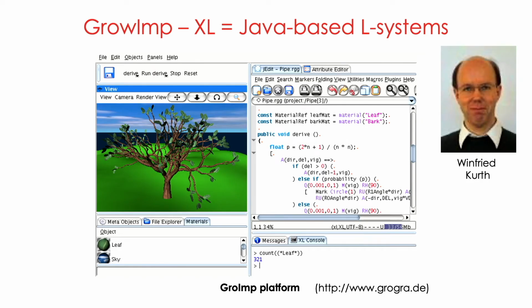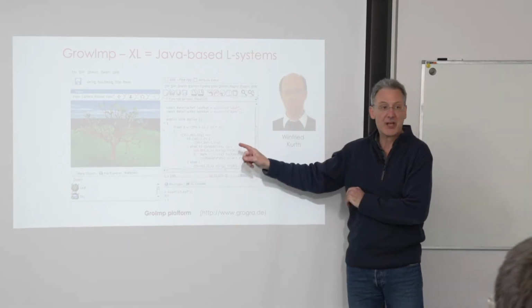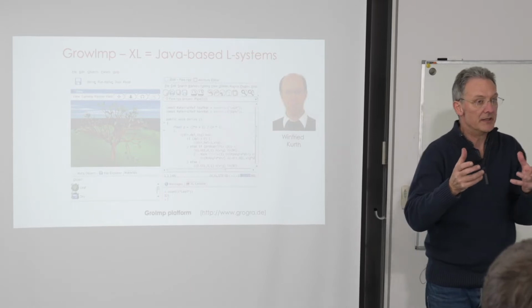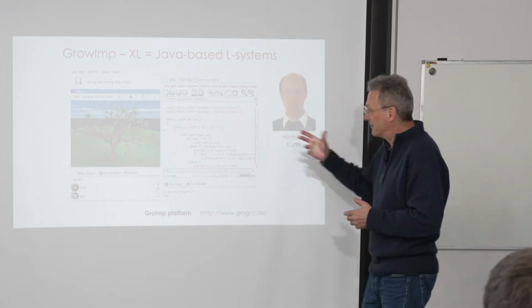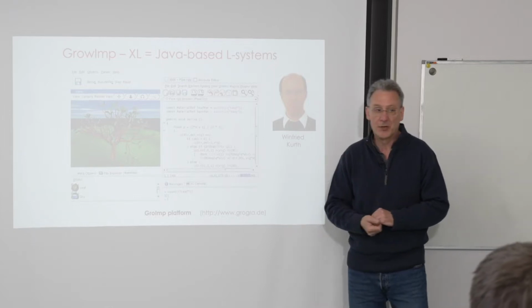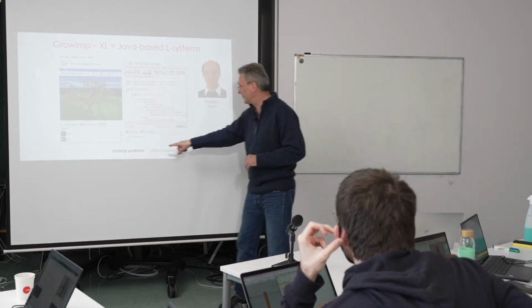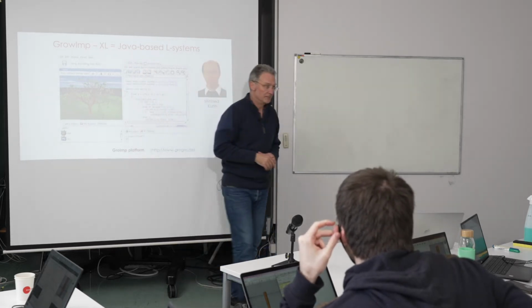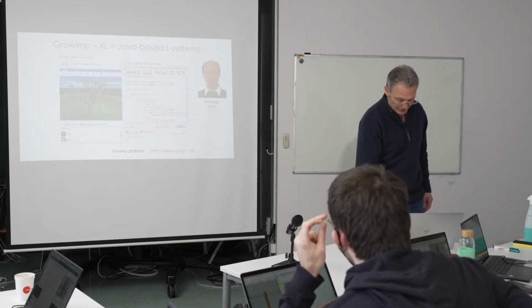Other systems you can find. This is one by Winfried Kurth, and the difference with the other language is that this is made on top of the Java language, so it inherits all the specificities of the Java language. And some people that are very keen on using Java like this language very much, and it is well spread in many groups in Europe. This GroGra platform or GroIMP platform, I never know exactly what is the difference. And the language is called XL, the language to program the rules and make the derivations.